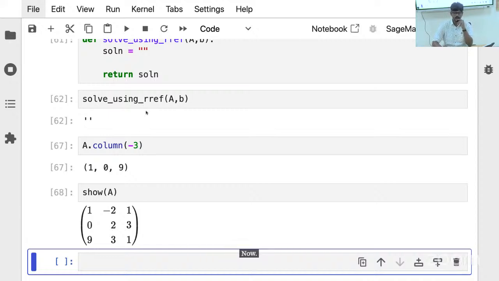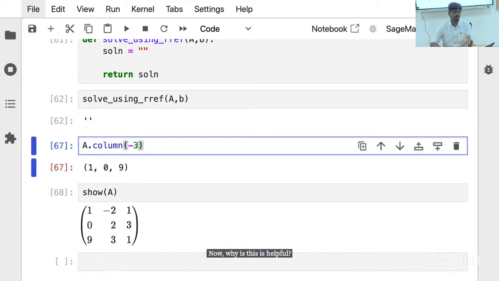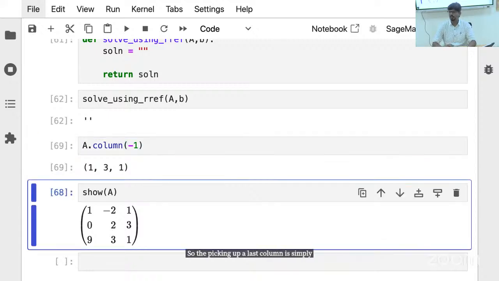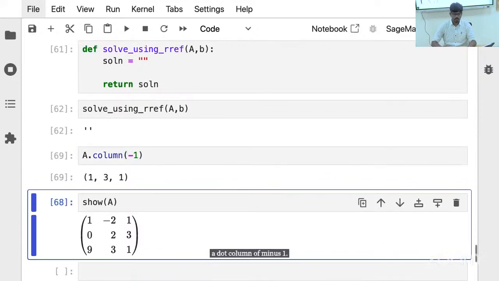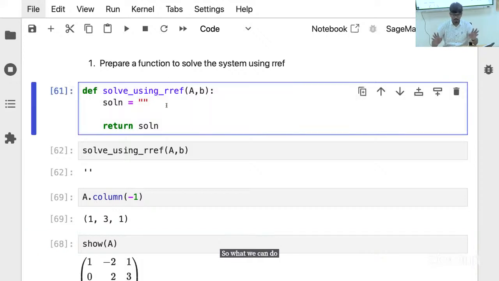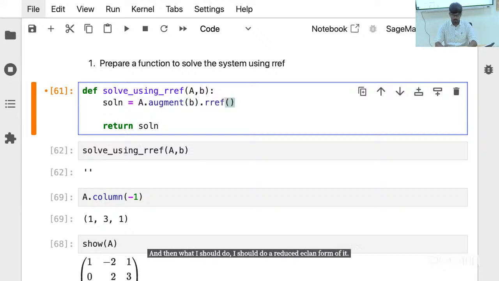Now, why is this helpful? Anyway, now I know that the order of the matrix is actually 3, so I can directly call it as 3. If you do not know, what I wanted was, I just have to pick up the last column. That I know, right? So picking up the last column is simply A dot column of -1. So what we can do now is put everything together in one single line. What I want to write now, I have to first augment B. And then I should do a row reduced echelon form of it. And then I should take the last column of it.